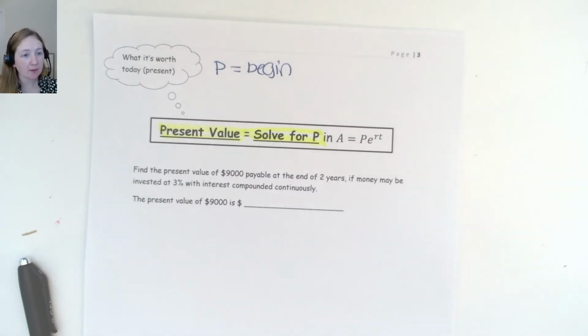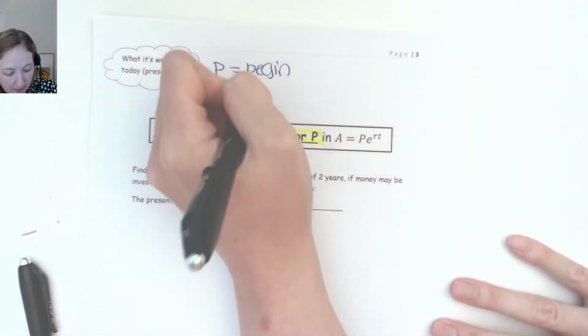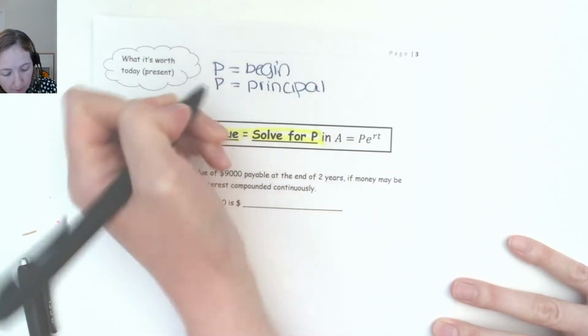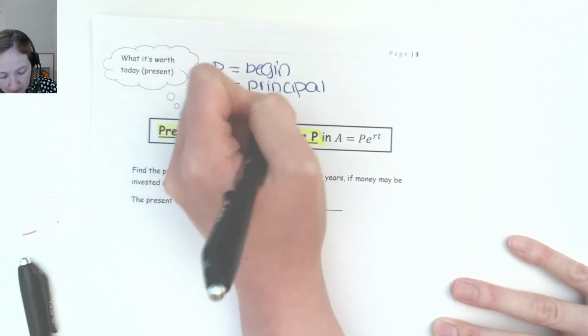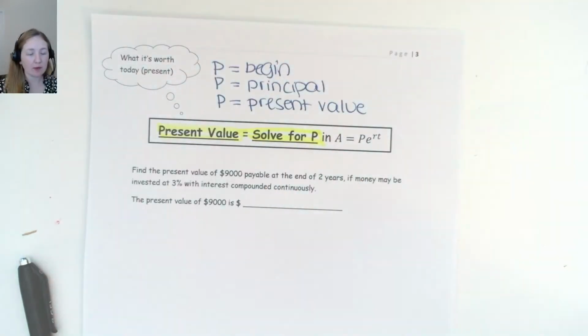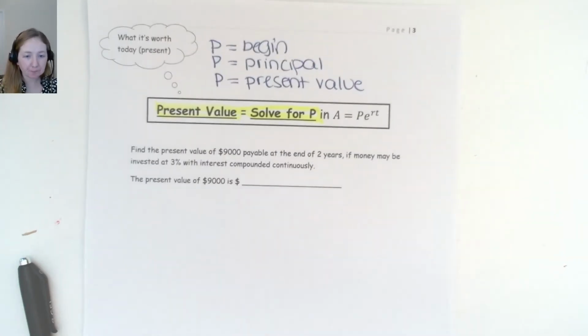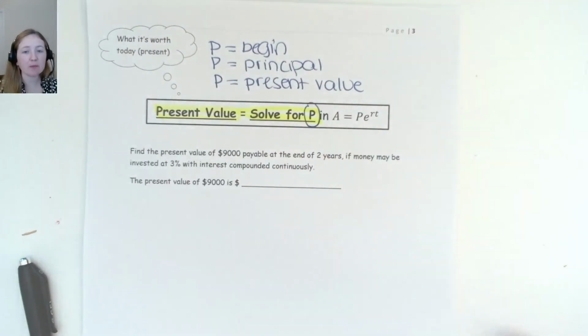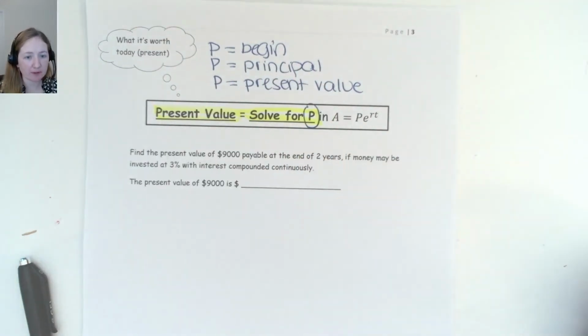So when you're thinking about P, yes, you think about it as the principal, that beginning amount, but you can also think about P as the present value, where we're thinking about today what I'm depositing, how much that would cost now, or how much that would be in an X amount of time. So the easiest way I think to find the present value is simply to solve for that P variable, because P does represent that present value.